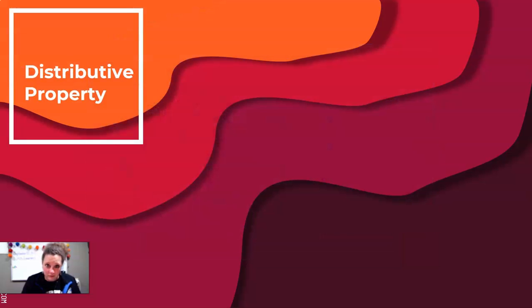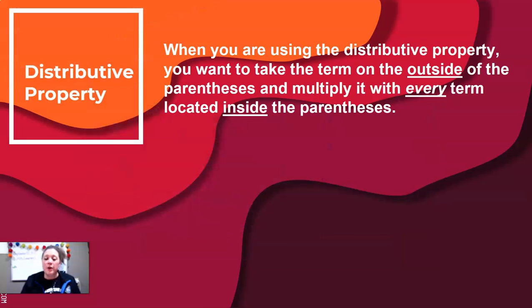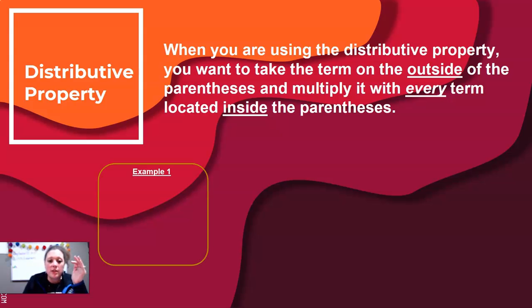Here we go. So as you are all aware, hopefully, when you are using the distributive property, you want to take the term that is on the outside of the parentheses and you need to multiply it with every term that's located inside the parentheses. What does that all mean? Now, you've done distributive property in the past. I could almost guarantee that you have, because you have made it to Algebra 1, so I know you have, right? So let's look at a couple examples.